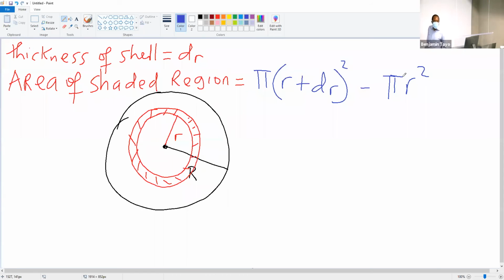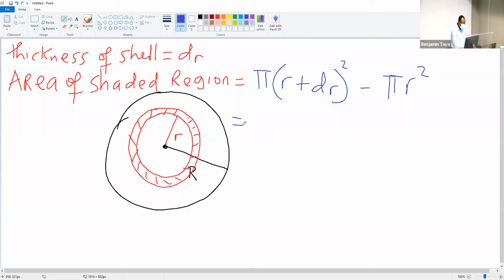Does that make sense? Suppose I have two circles. One circle has a radius r plus dr, and one circle has a radius r. How would you calculate the area in between those two? It's the outer area minus the inner area. Do you guys agree with that? Now let's simplify this equation and see what we get.